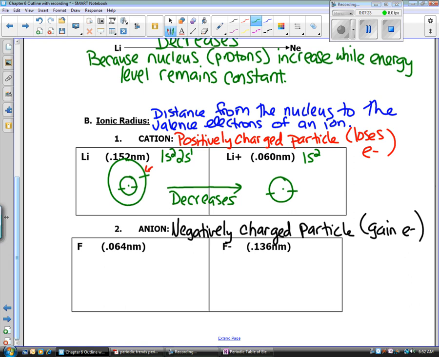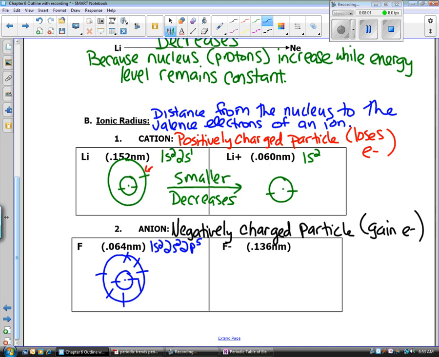So between the atom itself and the cation, the cation has a smaller radius than the atom itself. Now if we look at the anion, like fluorine. Fluorine is 1s2, 2s2, 2p5. I put all my valence electrons on the same ring, just so I don't have to do those p shapes. So this is a Bohr model, 1s2, 2s2, 2p5.